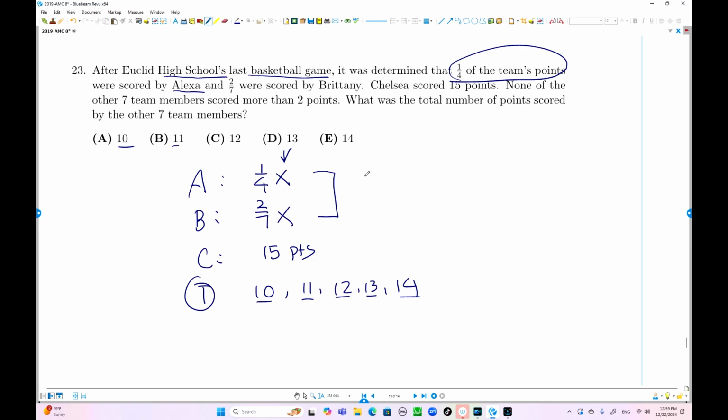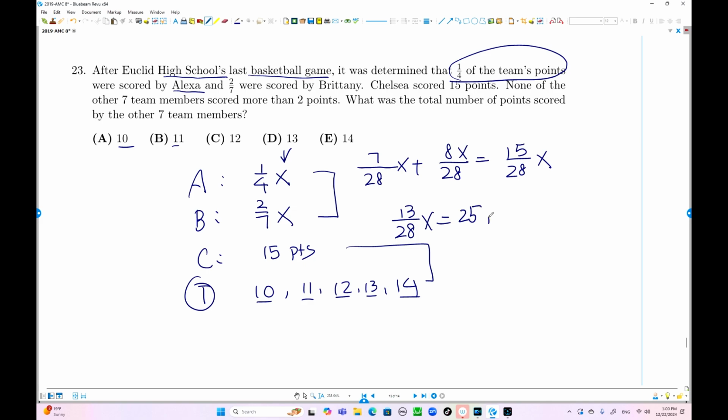Times 4 and 7, 28, right? 28 times 7 is 7x. The next one is about 28 times 8x. Total is 15 over 28x. The rest of it is 13, right? So 13 over 28x must be the sum of these two numbers. So what is it? 25, 26, 27, 28, 29.